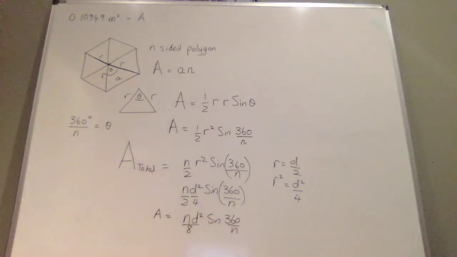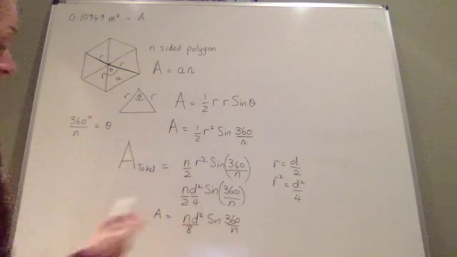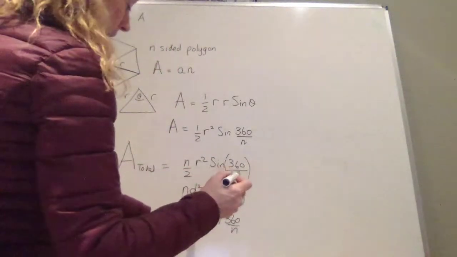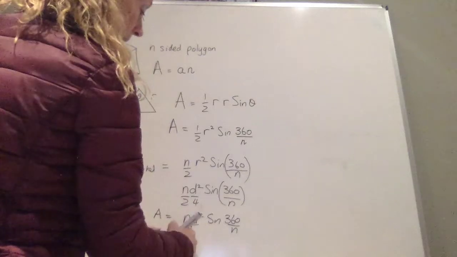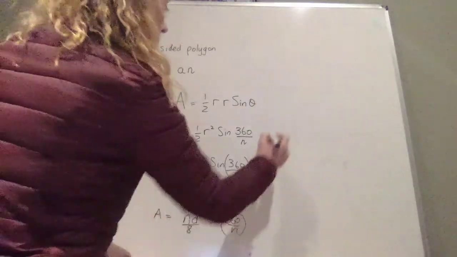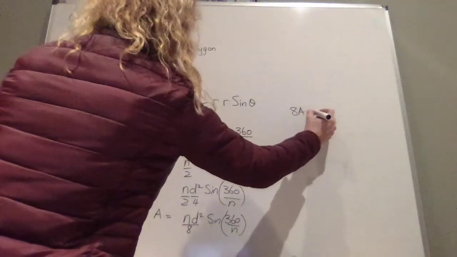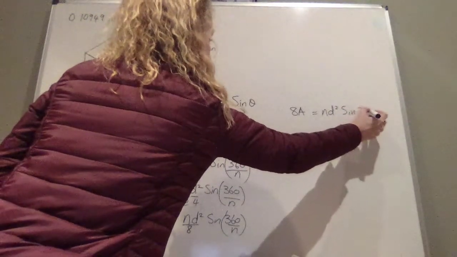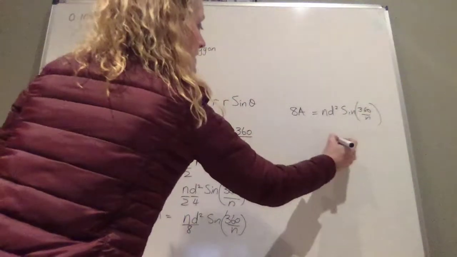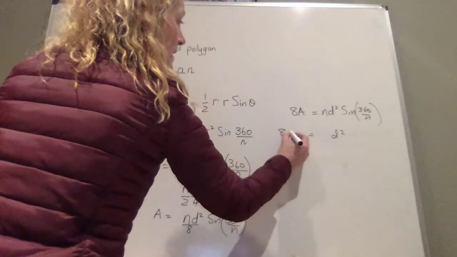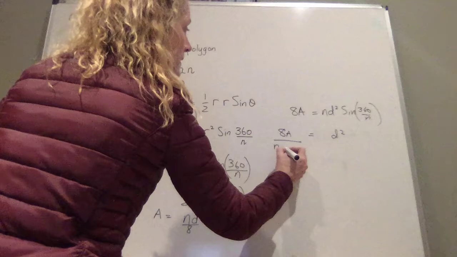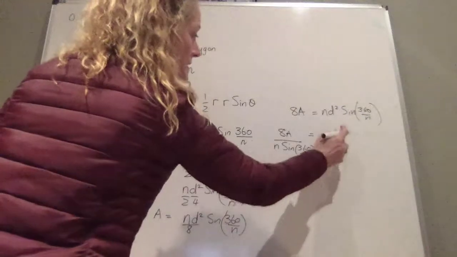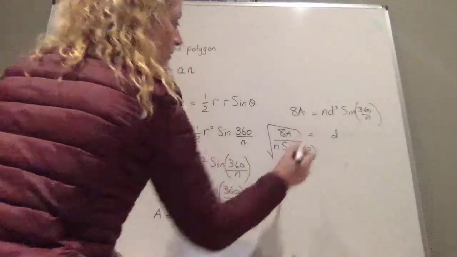From that, we're going to derive an expression just for d squared, just by manipulating that equation. If we multiply across by 8, remembering this is just the sine of 360 over n, we have 8A is equal to n d squared sine 360 over n. D squared will then be 8A over n sine 360 over n. And d obviously then will be the square root of that.